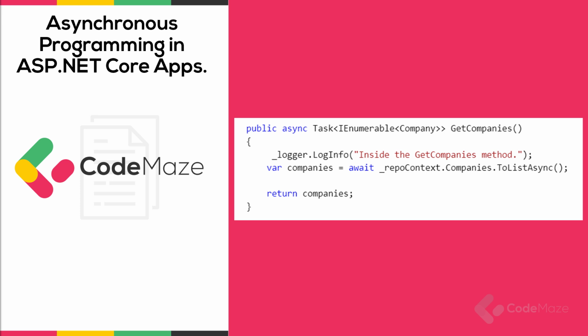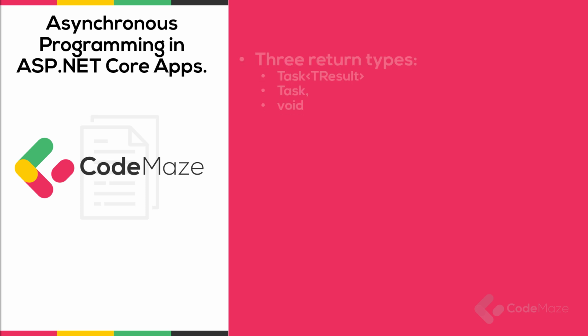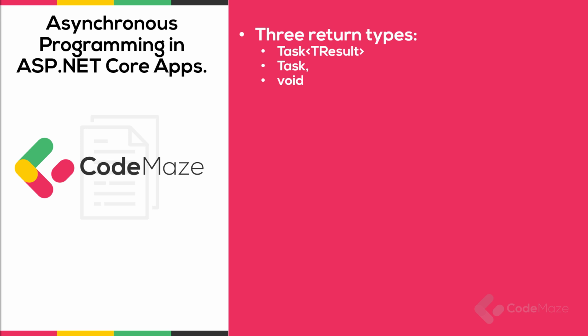But the question is how the await keyword knows if the operation is completed. Well, this is where the task comes into play. In asynchronous programming, we have three return types. Task<TResult> for an async method that returns a value, only Task for an async method that does not return a value, and void, which we can use for an event handler.